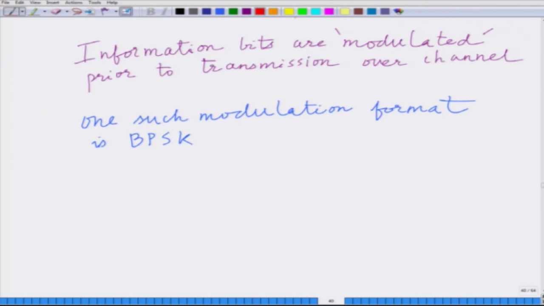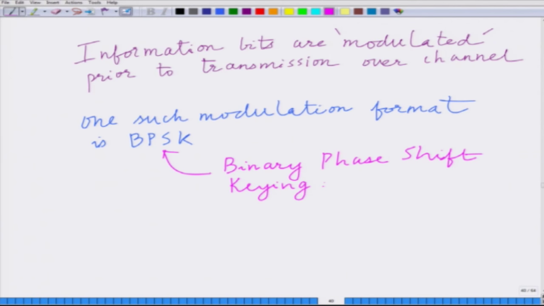BPSK stands for, as many of you might be familiar, binary phase shift keying, in which the information symbol 0 is modulated as the amplitude level square root of p, and the information symbol 1 is modulated as the amplitude level minus square root of p. So we have two voltage levels, square root of p and minus square root of p.